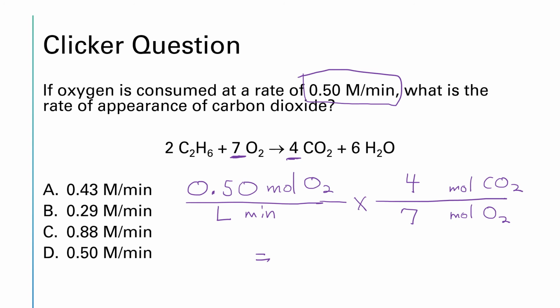And what's that going to give me? 0.5 times 4 divided by 7. And that will be 0.286 moles of CO2 per liter per minute. Moles of O2 go away. So that looks like it's going to be answer B. All right, that wraps it up for this section. Good luck.